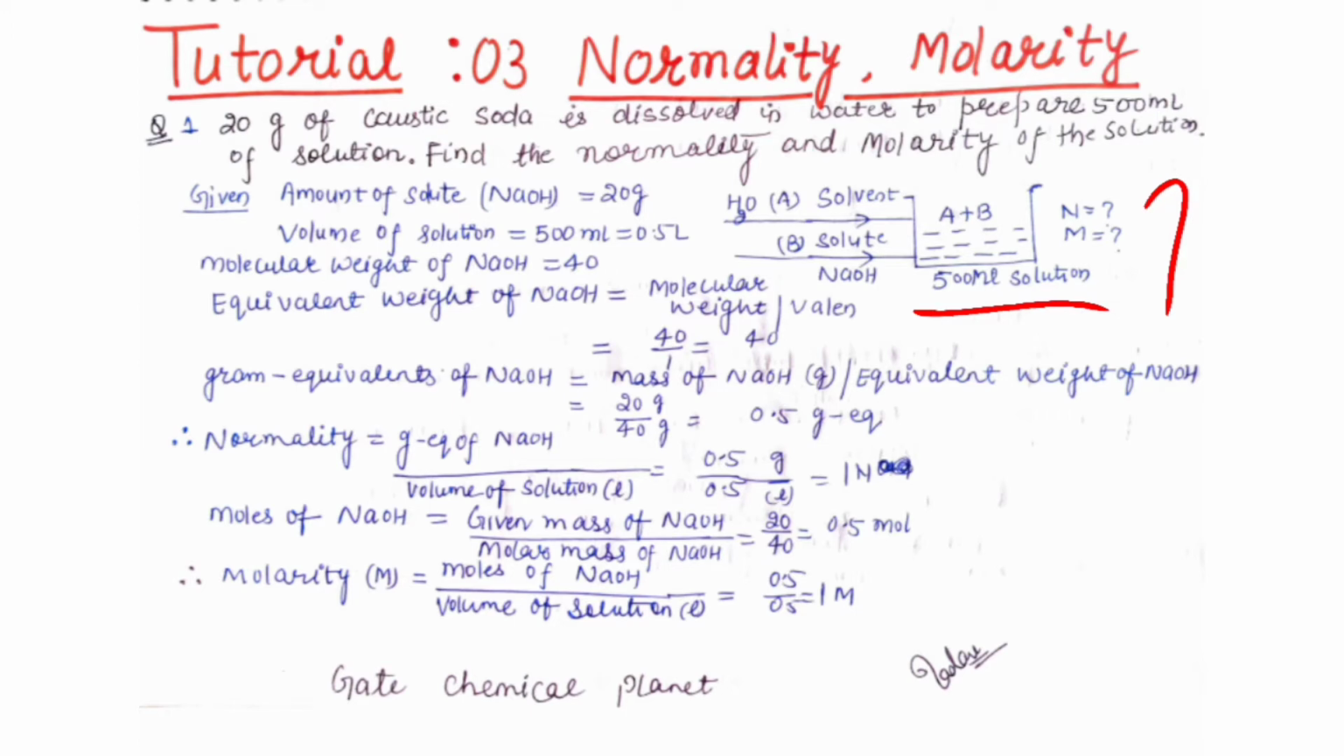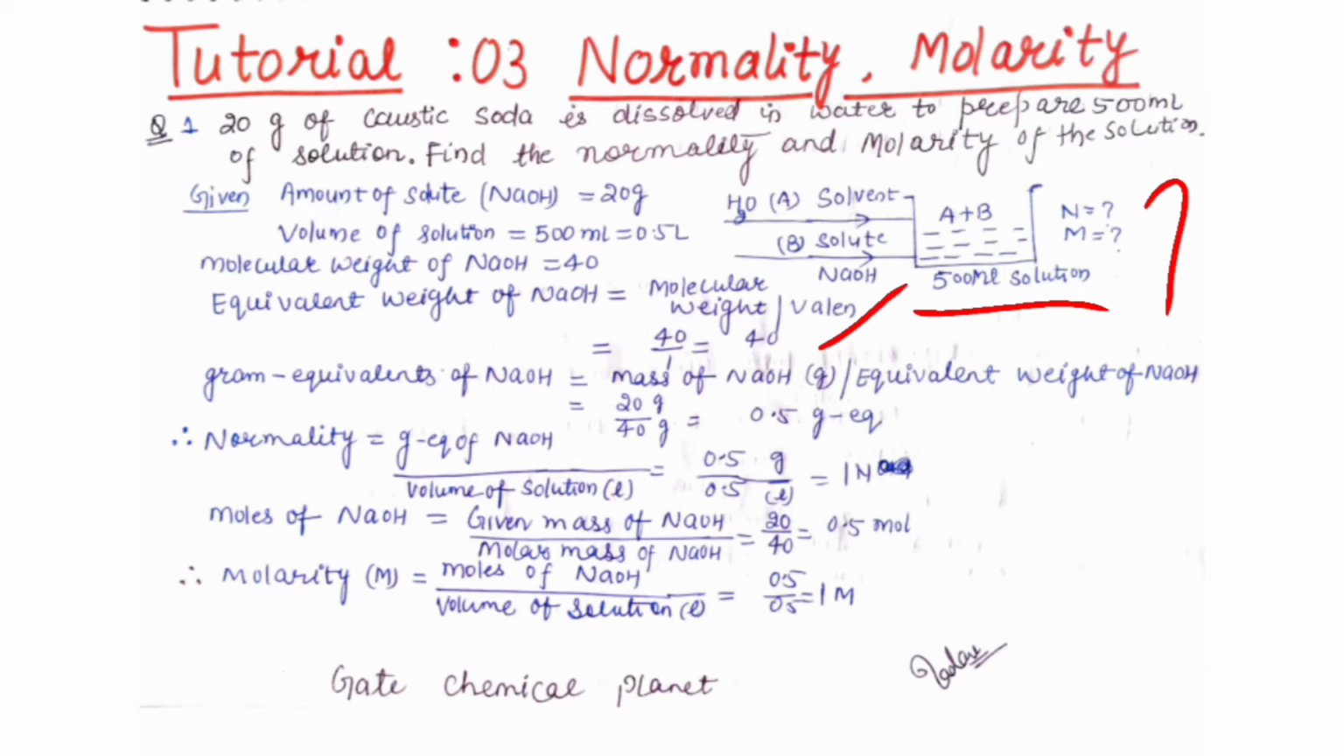First, it is important to write down the molecular weight of NaOH, which is 40. Now we will calculate the equivalent weight of NaOH. Equivalent weight equals the molecular weight divided by the valency. The valency is 1 in the case of NaOH and the molecular weight is 40. So the equivalent weight of NaOH is 40.